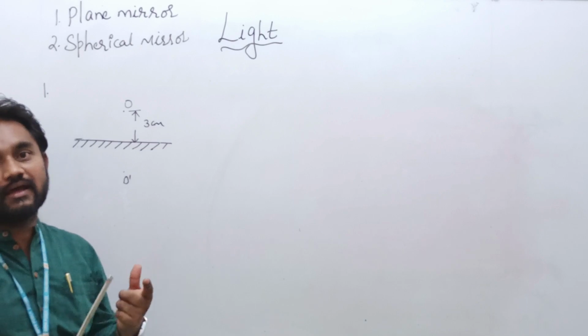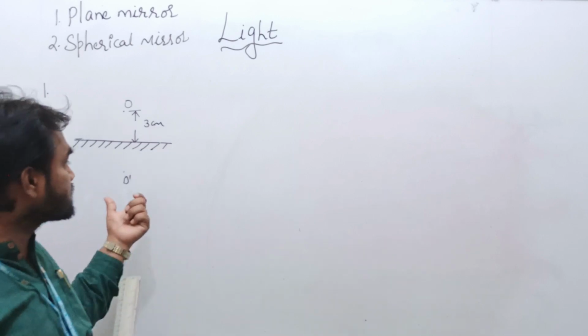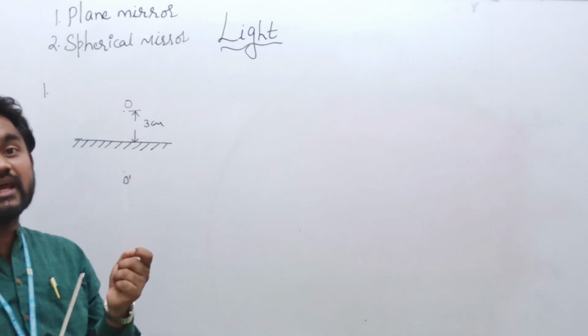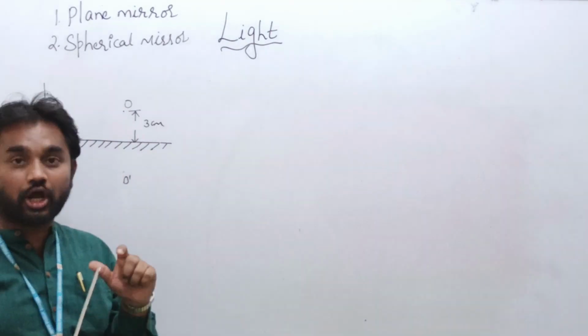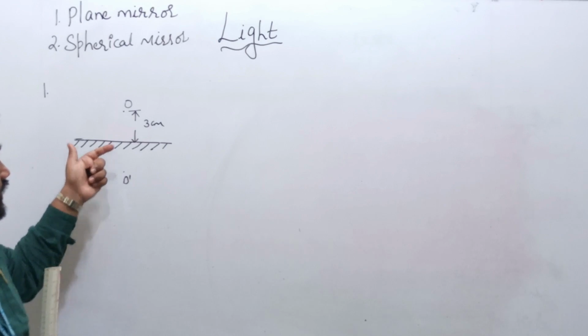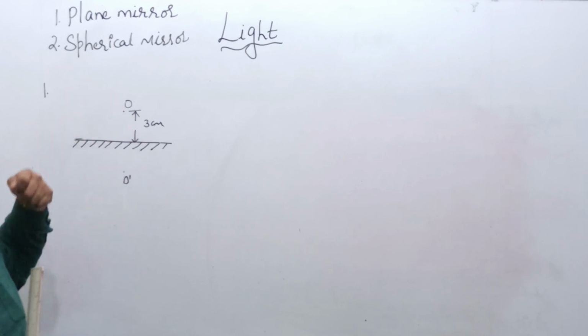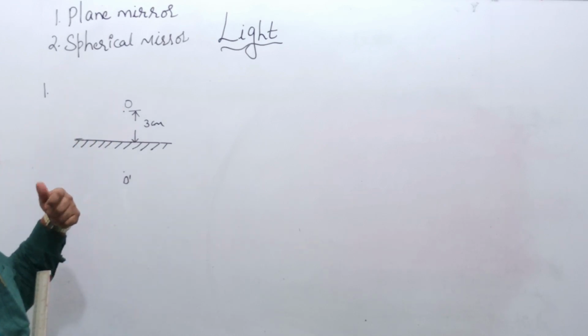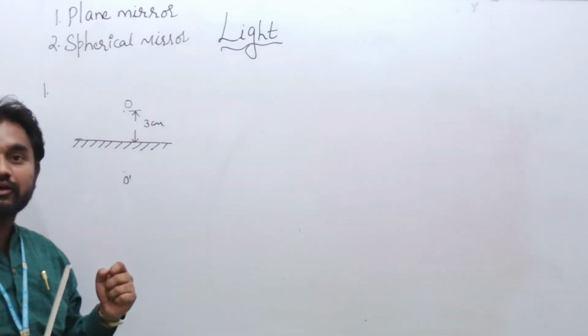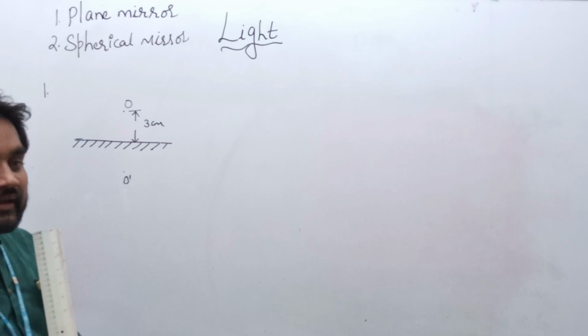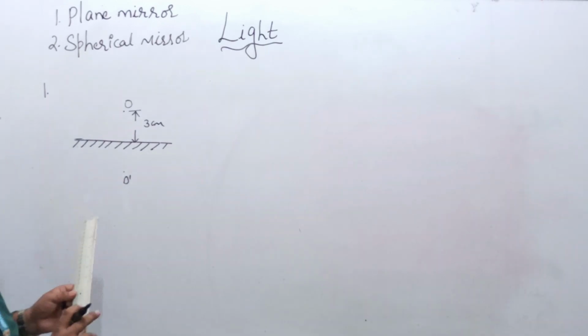What is this image? If you have to define image, image is the optical appearance of the object. When the light ray falls on an object, the light ray is reflected back, and with those reflected rays the image is formed. Is that clear?